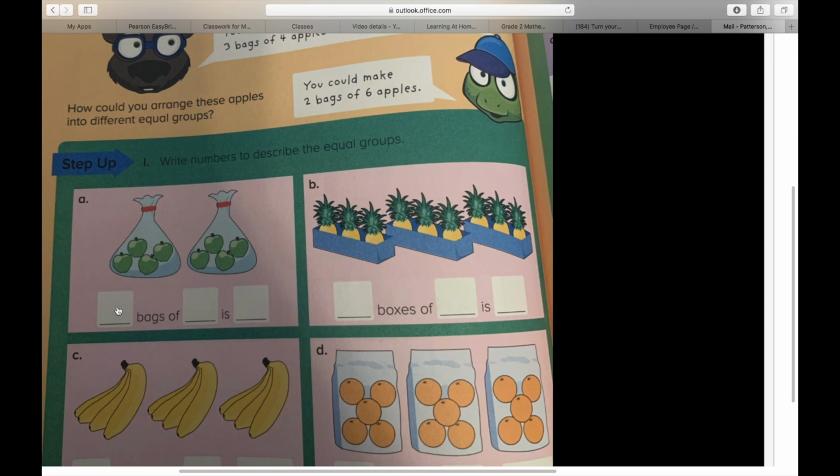So right here, I have a 2 because there's two bags of 4. Now it wants to know the total. So two bags of 4 is how much? So now we need to know how much is all together. Instead of counting by ones, we know there's 4 in each one, so we can say 4 plus 4, and that would be 8. So I would write my 8 right here. So I would have 2 bags of 4 is 8.